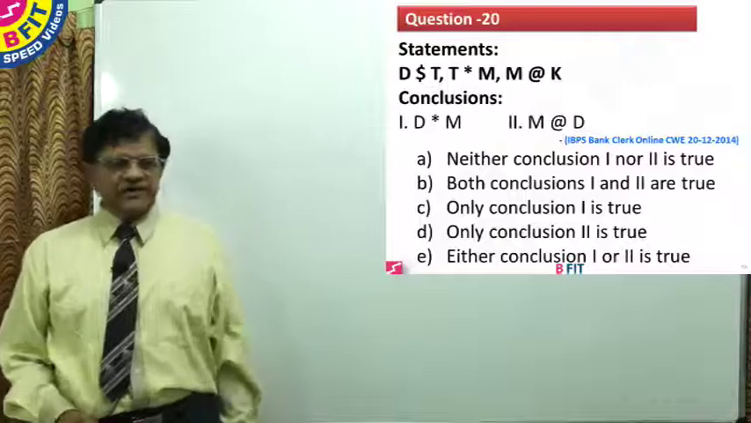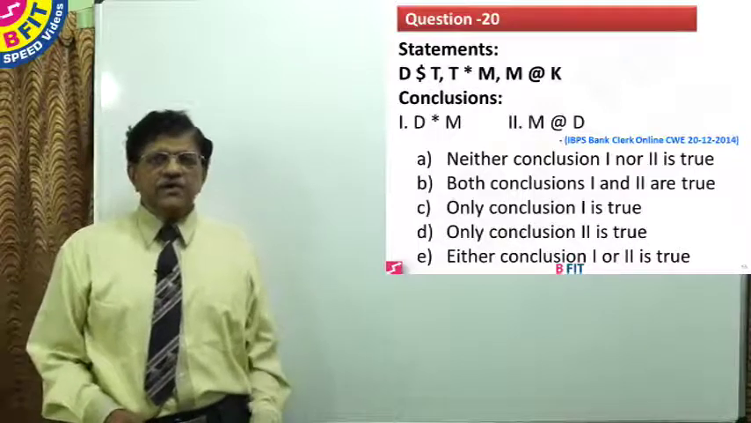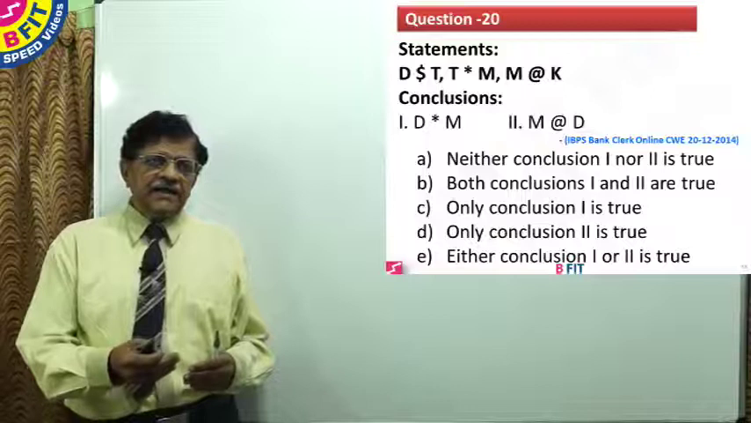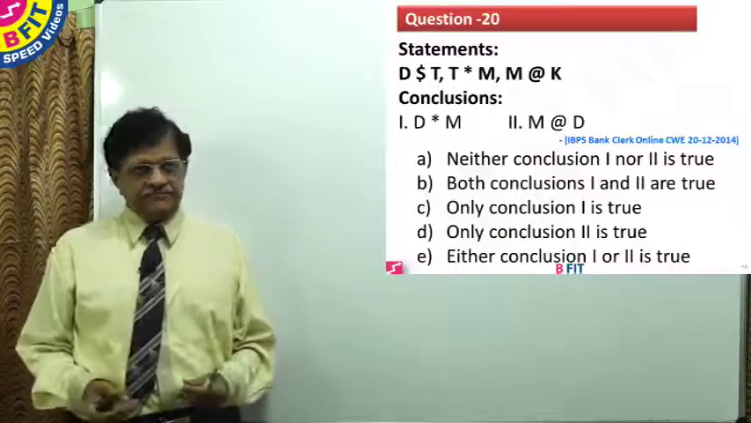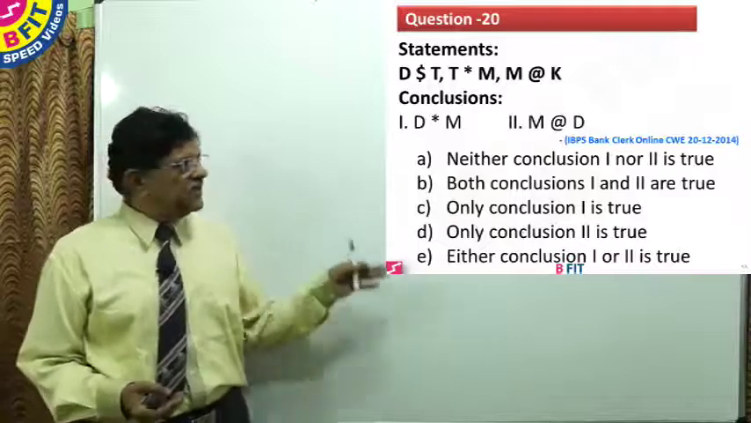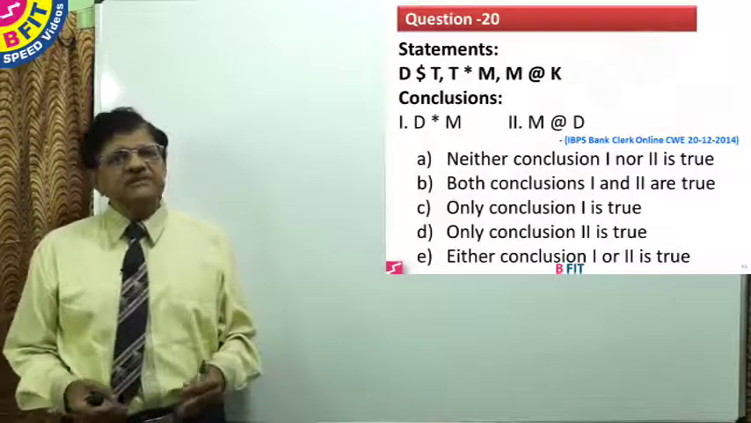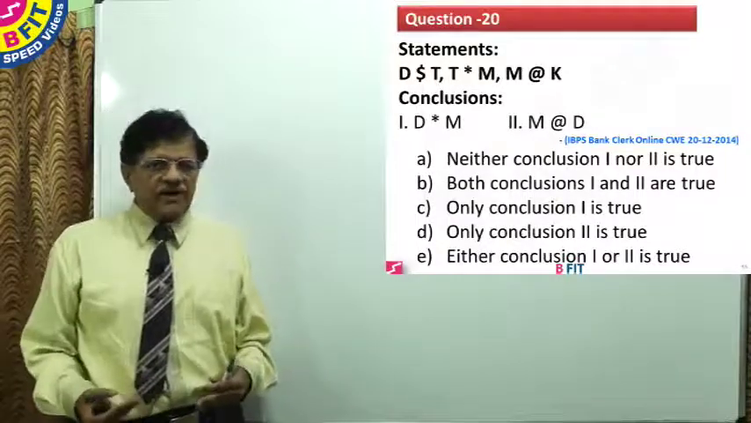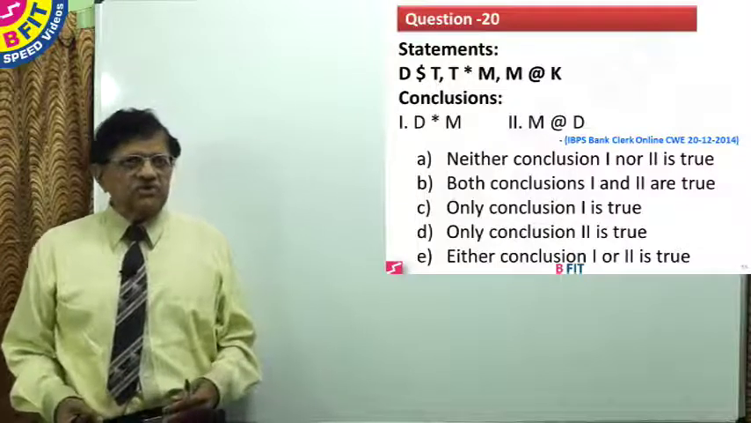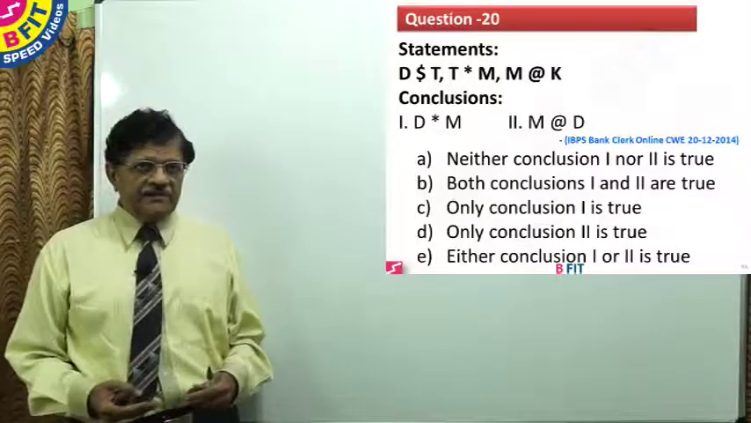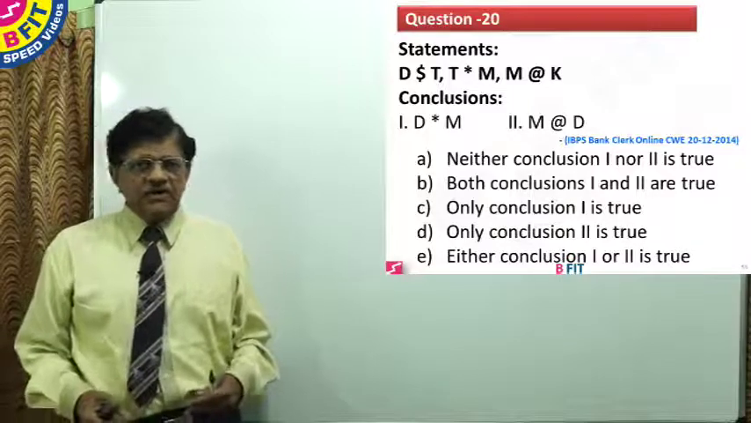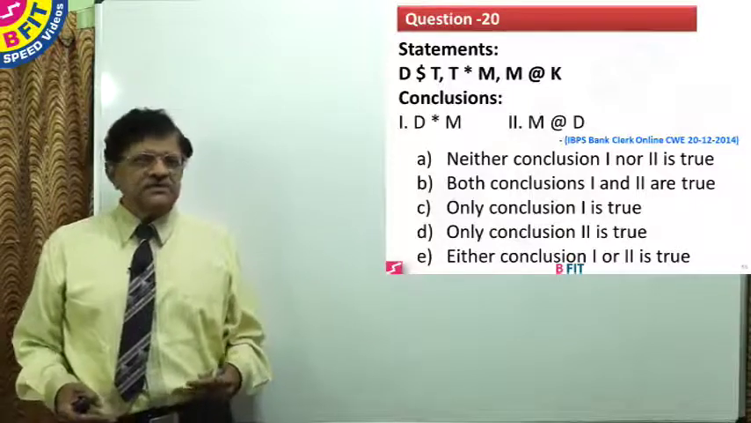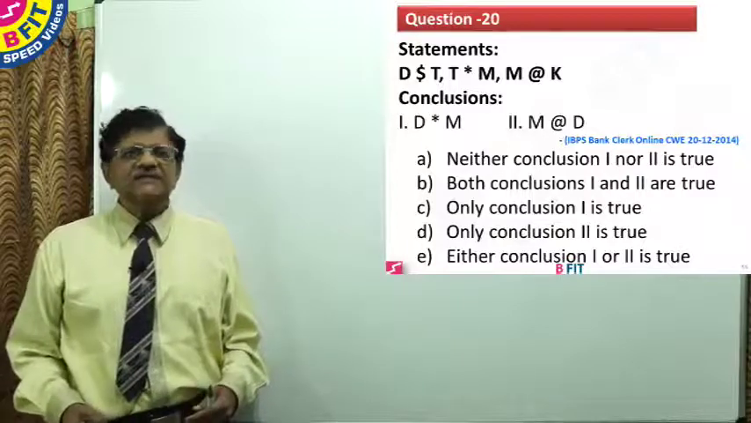Question number 20 is also a sequel to question number 19, where the symbols we have already incorporated, the same symbols and codes are true for this problem also. So we are given 3 statements and 2 conclusions. We have to find out which of the conclusions is true. Let us see the working.